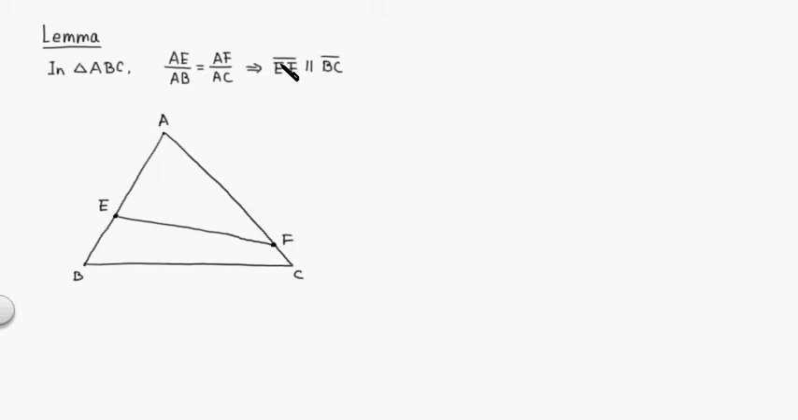Right, so instead of looking at this implication, we're going to look at its contrapositive. This is logically equivalent to: if EF is not parallel to segment BC, it implies that the ratio of AE to AB is not equal to AF to AC. Right, so let's try to show that instead.